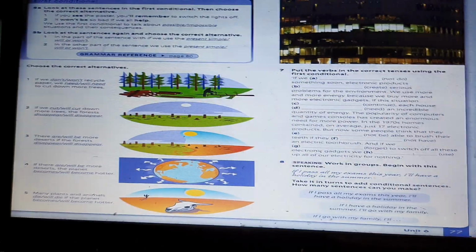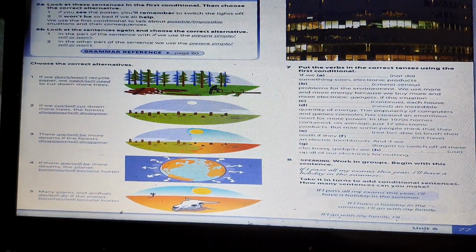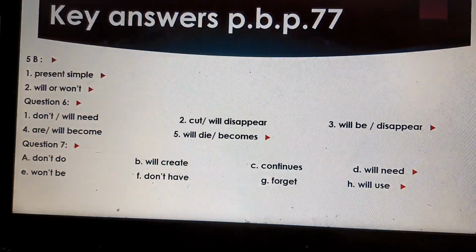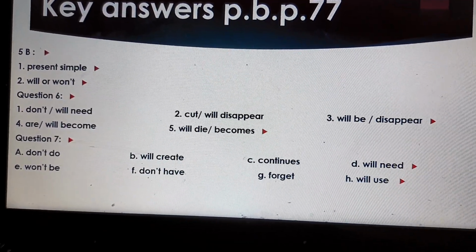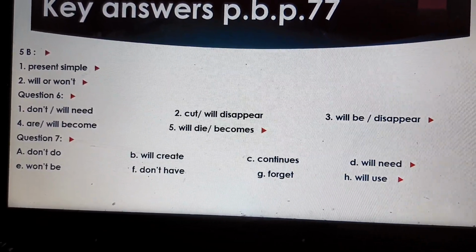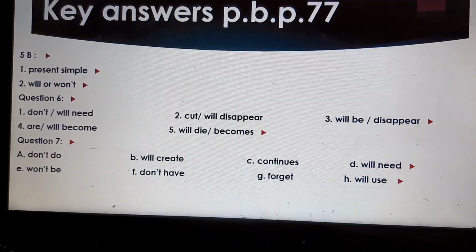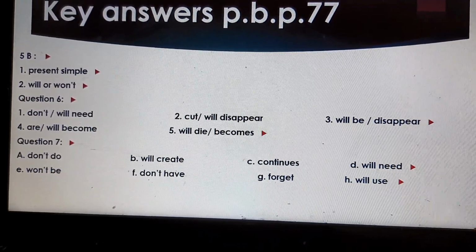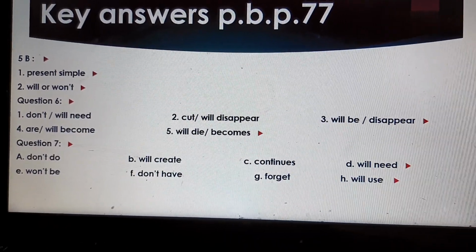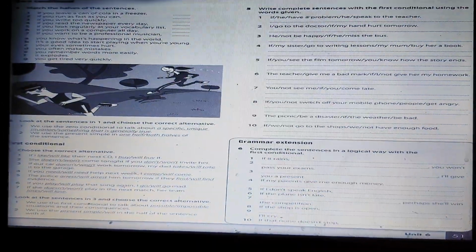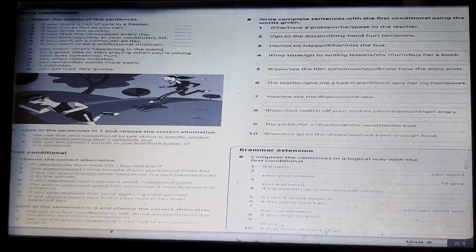These are the ones, number 6 we answered, and number 7 we did it together. Now: A don't do, B will create, C continues, D will need, E won't be, F don't have, G forget, and the last one H he will use. Okay, now let's move with me, please come with me to the workbook page 51.